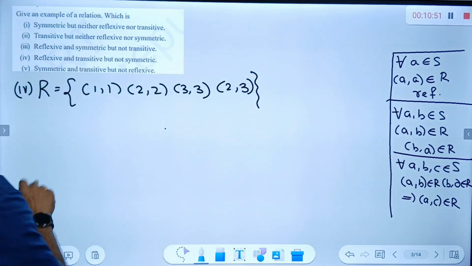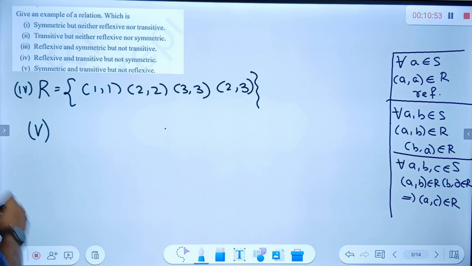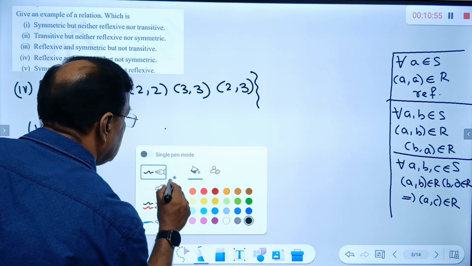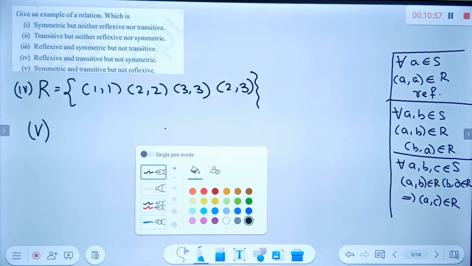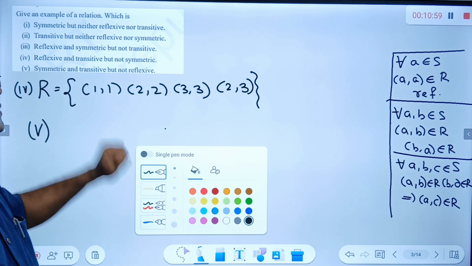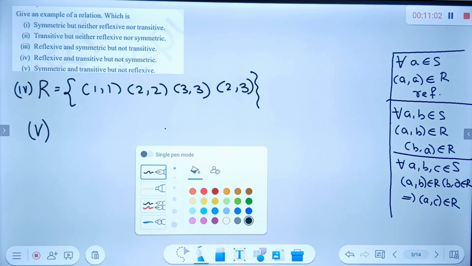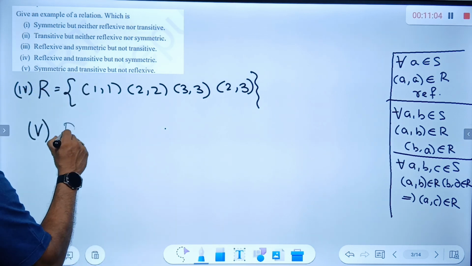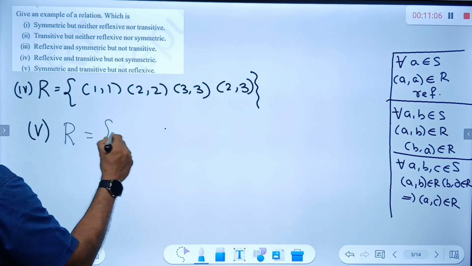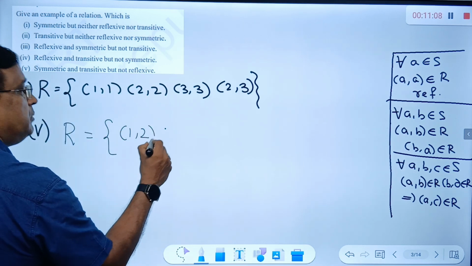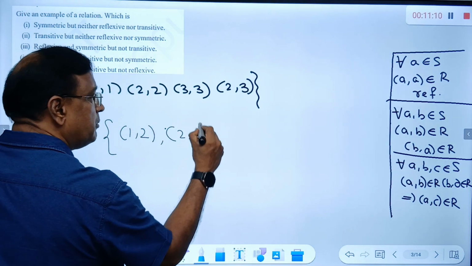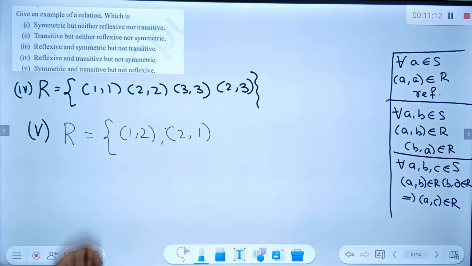Now the fourth subdivision. What is the fifth subdivision now? This is too thick, I feel. Okay, fifth subdivision. What is the fifth subdivision? Symmetric and transitive, but not reflexive. So first let us establish the fact it is symmetric. So 1 comma 2 means definitely I should have 2 comma 1. Am I right? So it is definitely symmetric.